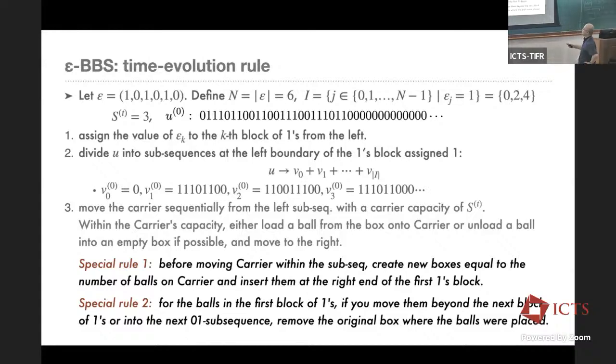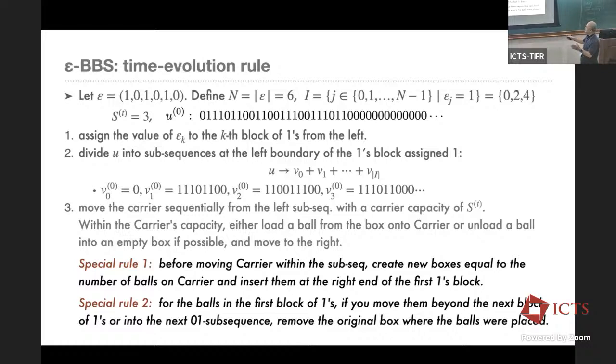First, in this case, of course, this epsilon sequence is very important. Epsilon defines the type of binomial polynomial, but this epsilon also determines some fixed rule for how it evolves. We start from an example where epsilon is 1, 0, 1, 0, 1, 0. The number of consecutive blocks is 6: 1, 2, 3, 4, 5, 6 blocks.